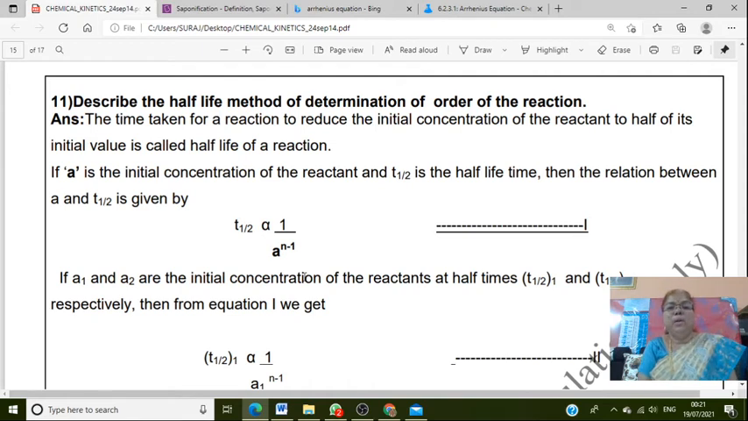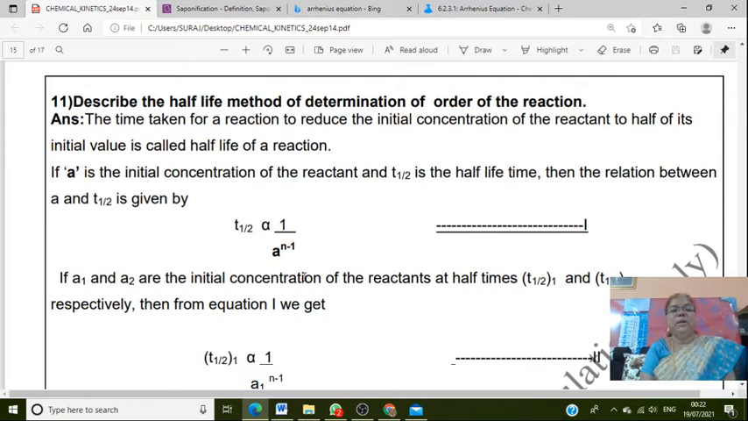And then we begin with the next point, that is the determination of order of reaction by the half-life method. You know, the first order reaction is independent of the concentration. That means in case of a first order reaction, the half-life time is independent of the initial concentration.